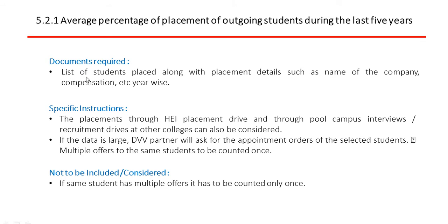Now let us see what are the documents required and specific instructions of this metric. The documents required is list of students placed along with placement details such as name of the company, compensation, etc. year-wise. The specific instruction says the placements through HEI placement drive and through pool campus interviews or recruitment drives at other colleges can also be considered. If the data is large, DVV partner will ask for the appointment orders of the selected students during the DVV clarification process for verification of data, and multiple offers to the same students should be counted only once.